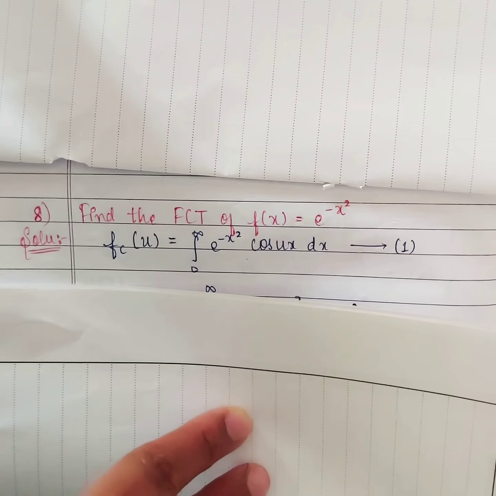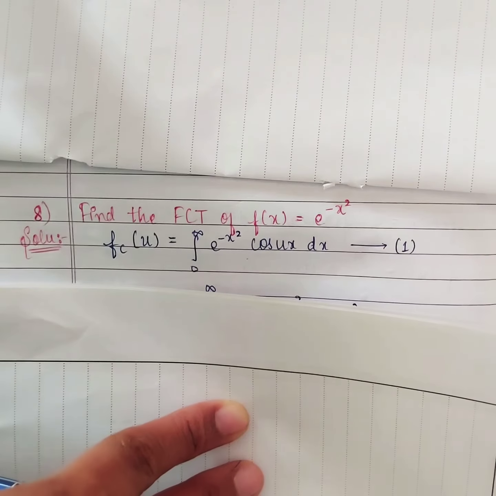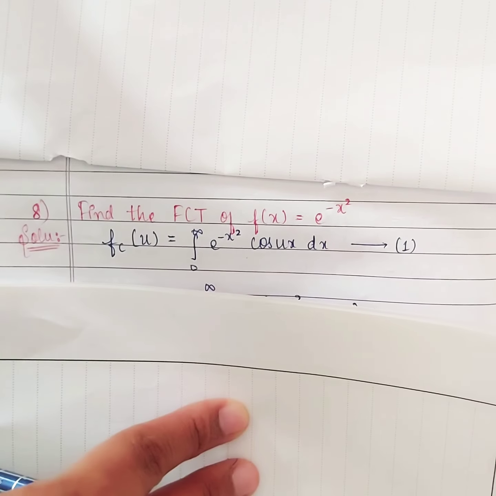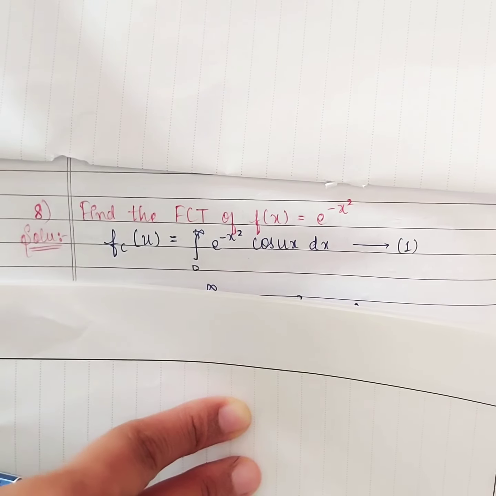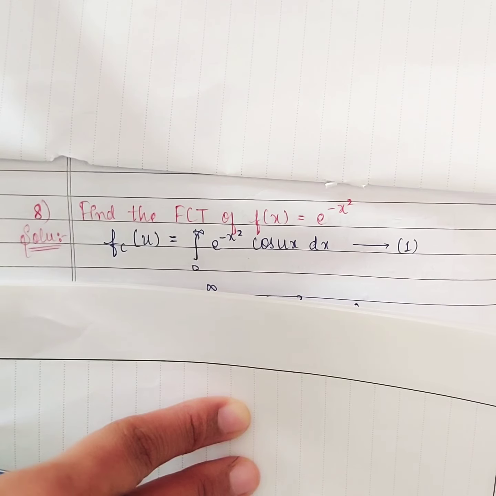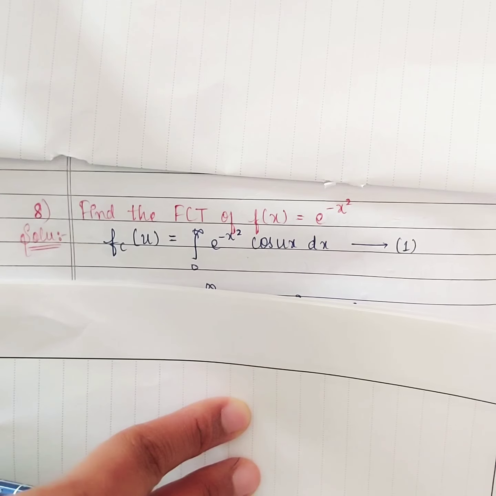Now see this question. Find the Fourier cosine transform of f of x equal to e power minus x square. It looks like a simple question. What is the formula? Fc of u is equal to integral 0 to infinity f of x cos ux dx. So integral 0 to infinity e power minus x square cos ux dx. How to integrate this?